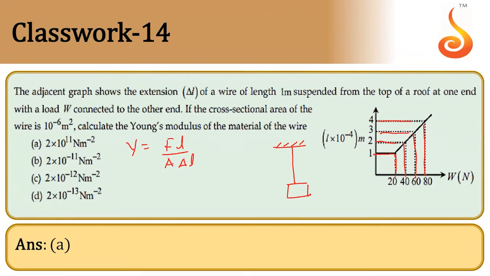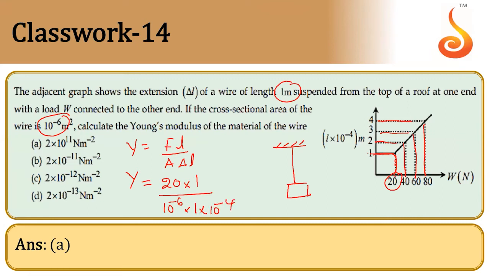Now you have to take only one particular load. You should not take all loads. I'll take the 20 Newton load. You can take 40 also. For the 20 Newton load, what is the elongation? 1 into 10 to the power of minus 4. So Young's modulus equals F, which is 20 Newton. L they gave as 1 meter. Area they gave as 10 to the power of minus 6. Into elongation, from the graph, 1 into 10 to the power of minus 4.